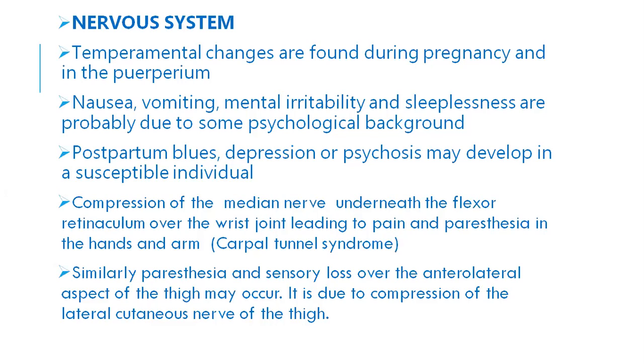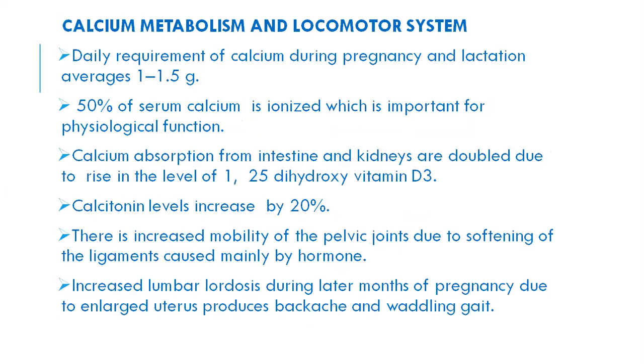Compression of the median nerve under the flexor retinaculum at the wrist joint causes pain and paresthesias in the hand and arm. This is called carpal tunnel syndrome. Similarly, some paresthesias and sensory loss over the anterolateral aspect of the thigh may occur. It is due to compression of the lateral cutaneous nerve of the thigh.